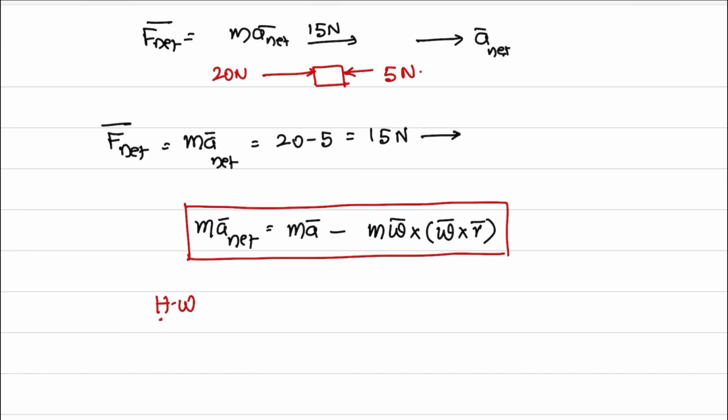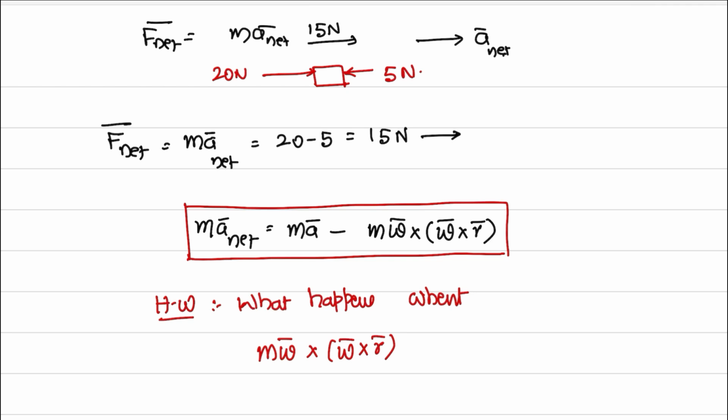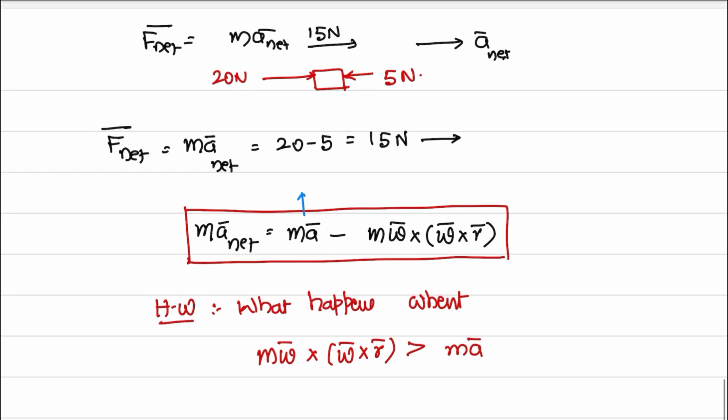Homework: what happens when centripetal force is greater than MA external, because these types of questions will come in your competitive examination. Please let me know in the comments. This is external force, this is centripetal force. Is it possible to have that condition? Or if it is possible, what happens? If it is not possible, give me the reason why it's not a possible solution.